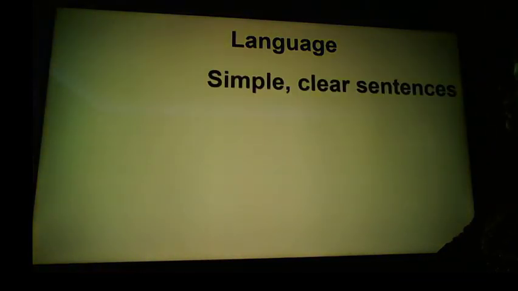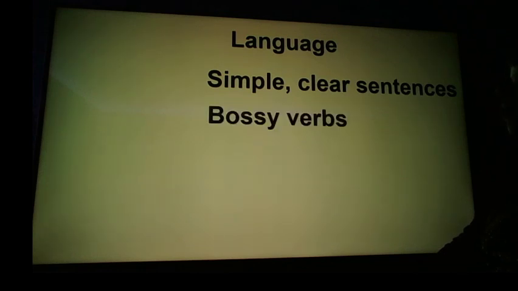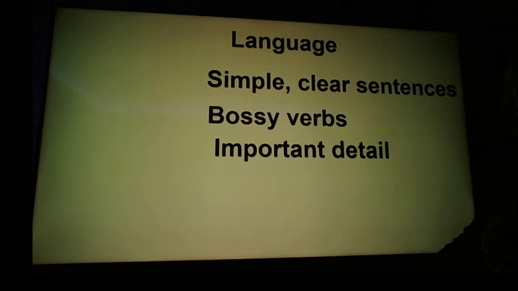So for the language, we're thinking about simple and clear. You can do that easily. Bossy verbs. Do you remember imperative verbs? So you're telling me when to mix, when to add something, when to whisk anything, and any important detail. I think for important detail, you're talking about what I need to add.